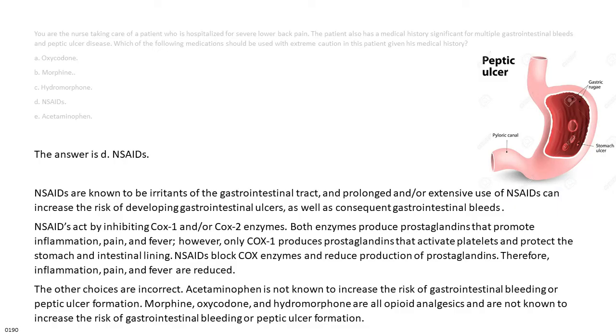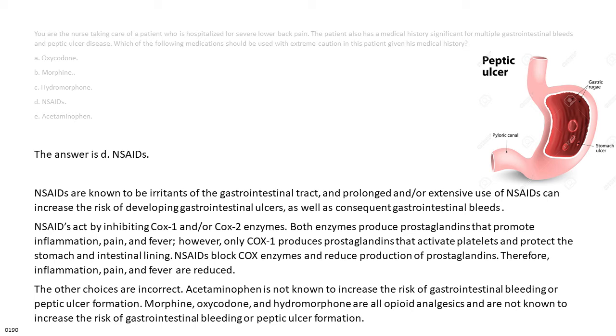The answer is D. NSAIDs. This is the correct answer because NSAIDs are known to be irritants of the gastrointestinal tract, and prolonged and/or extensive use of NSAIDs can increase the risk of developing gastrointestinal ulcers, as well as consequent gastrointestinal bleeds in the setting of ulcers. NSAIDs reduce the production of the hormone prostaglandin. One of the things prostaglandin does is increase the production of gastric, stomach, mucus and substances that neutralize stomach acid. If there is too little prostaglandin, the stomach lining becomes more susceptible to damage from stomach acid.